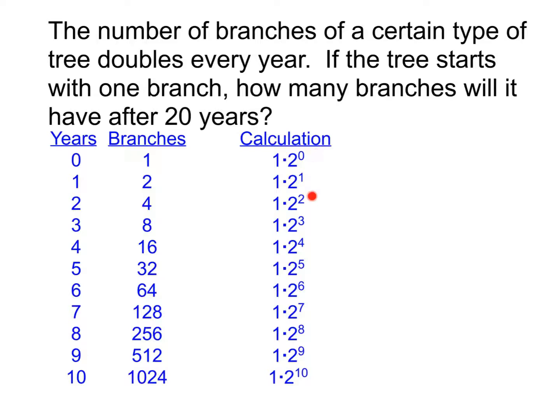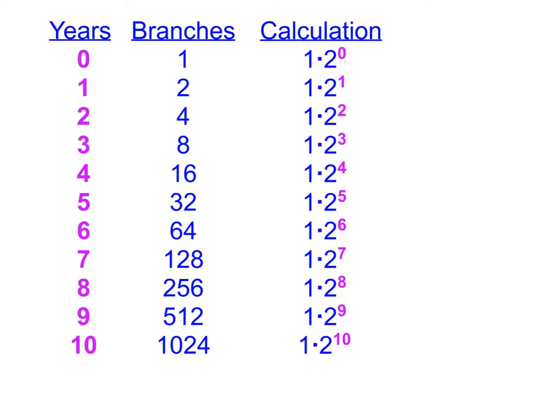So being able to see that that then works every single time, we can actually look to write an equation for this. So here's all of our information. Notice as I look down this list of the calculations, the 1 is the same every single time. The times is the same every single time. The 2 is the same every single time. The only thing that's changing is the exponents up here. And you'll notice that the exponents are exactly the same as the number of years. That makes writing the equation actually pretty easy.